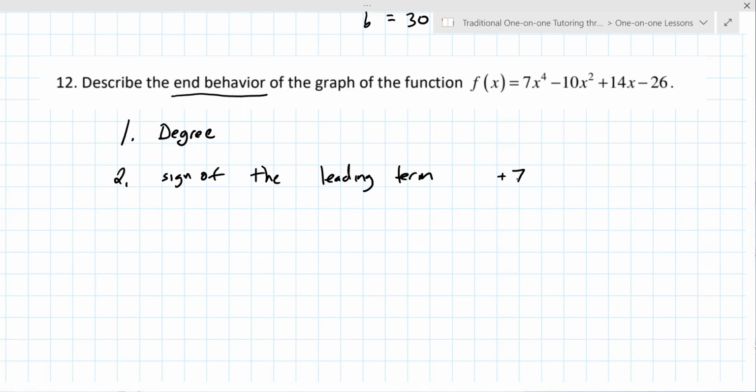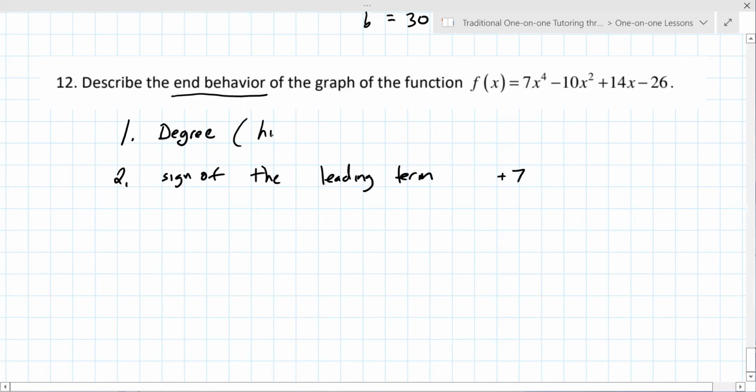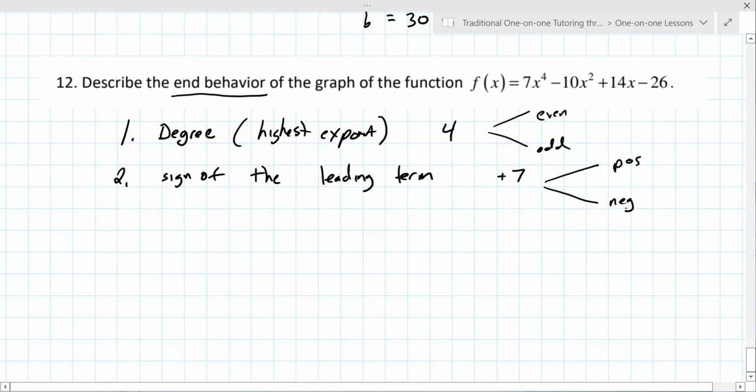I don't really know what degree, like what they mean by that. So the degree is the highest exponent. Oh, okay. So it'd be x to the fourth. Yeah, just 4. Okay, so there's 2 possibilities for degree. It's either even or odd. And then for the sign of the leading term, it's either positive or negative.